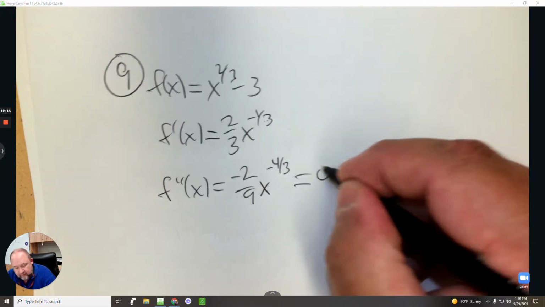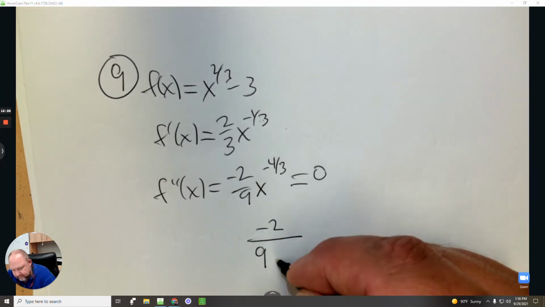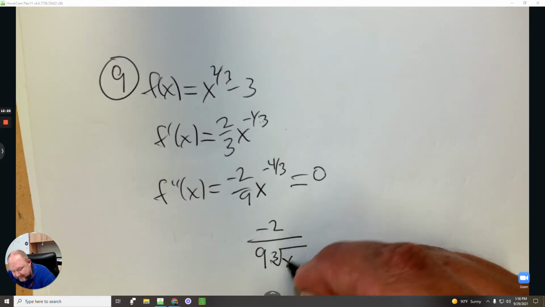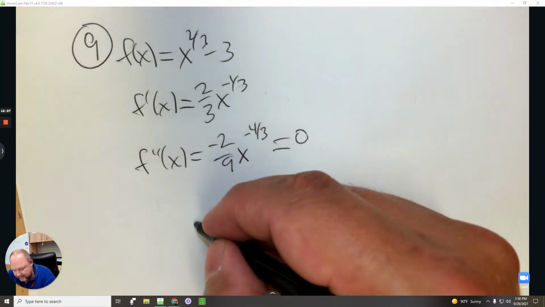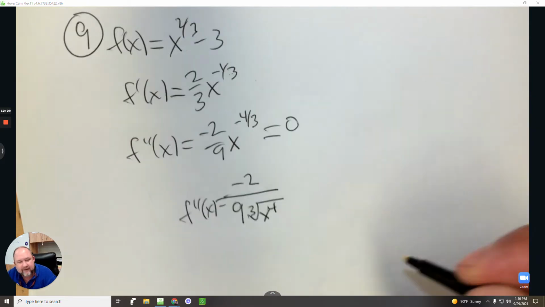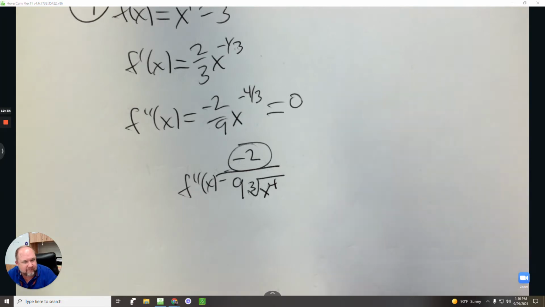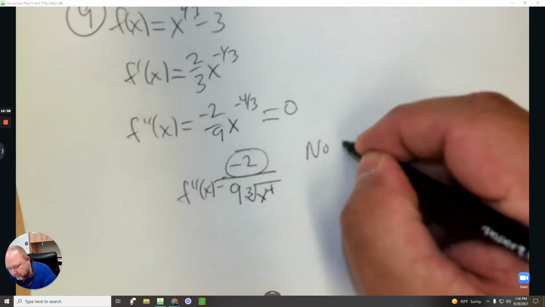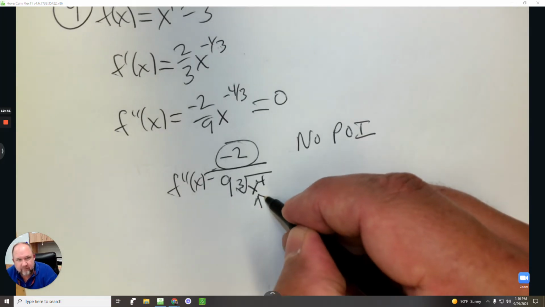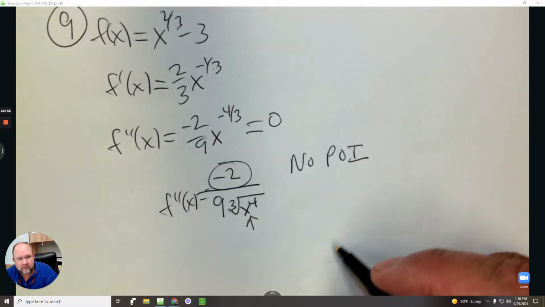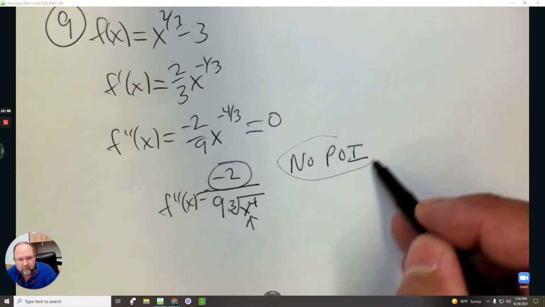I'm going to make it equal to 0. I'm going to write it calculus friendly. So we have negative 2 over 9. The denominator would be the cube root of x to the fourth. Now, there's nothing that makes that equal. So if I look at the numerator, equal to 0, there's no variable there. You can't solve it. So we have no point of inflection at all. But we do have a value here. So because the derivative is undefined, we have no point of inflection.